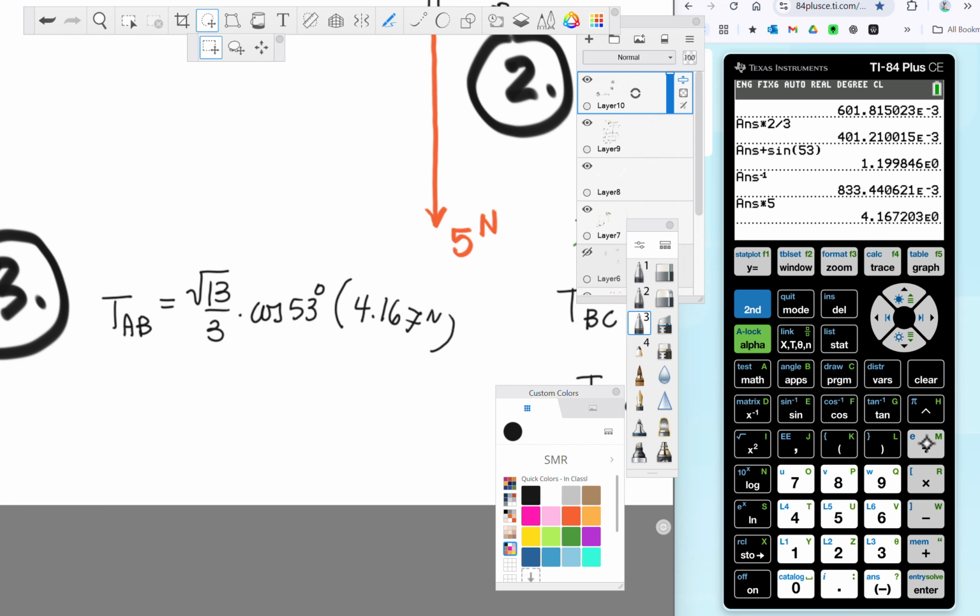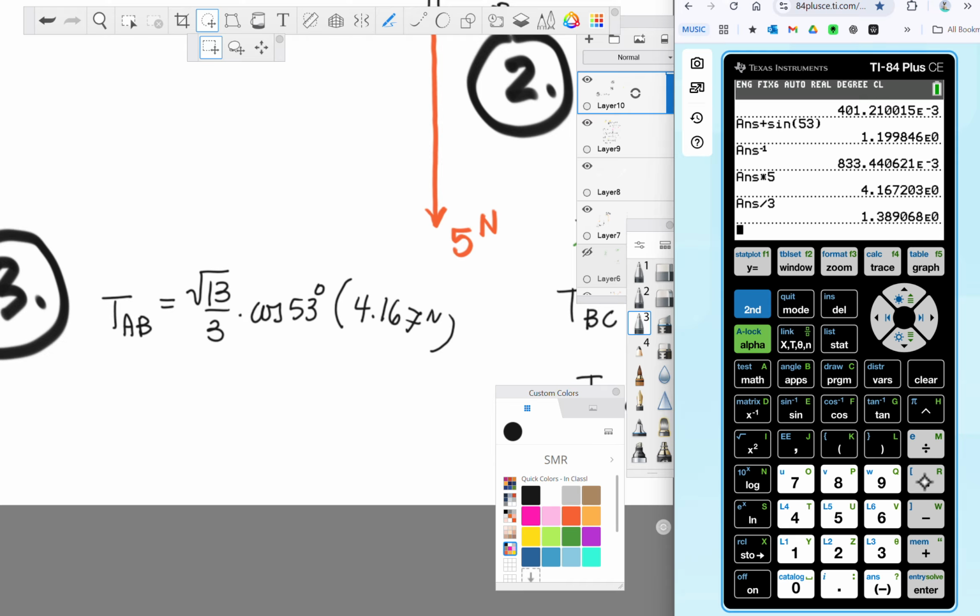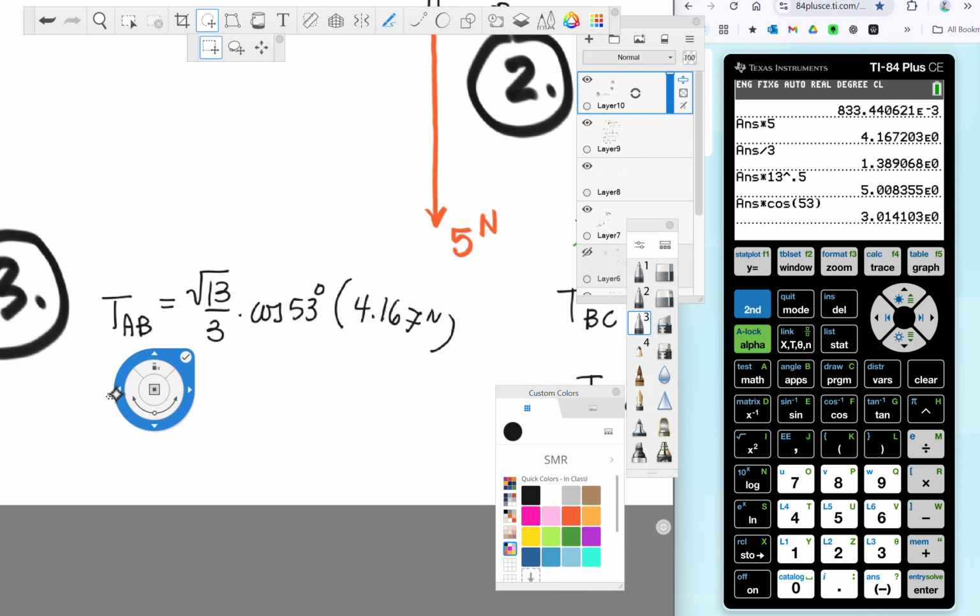Because I have this in my calculator, I'm just going to keep that digit and keep on multiplying. So I'm going to divide by 3. I'm going to multiply by the square root of 13. And I'm going to multiply by the cosine of 53. And I'm going to get TAB is equal to 3.014 newtons, and this is in tension.